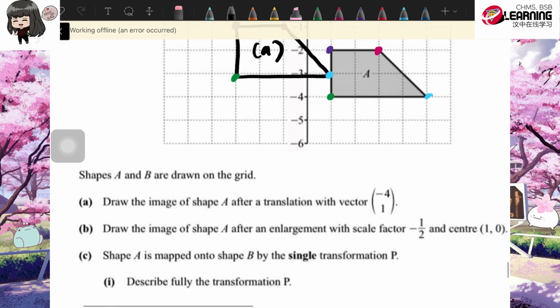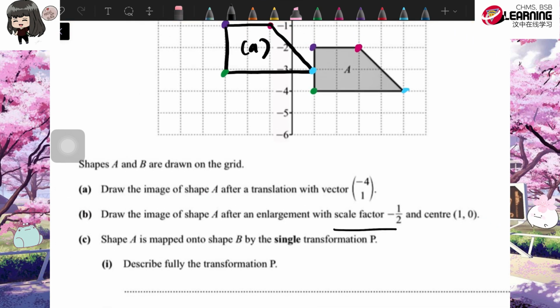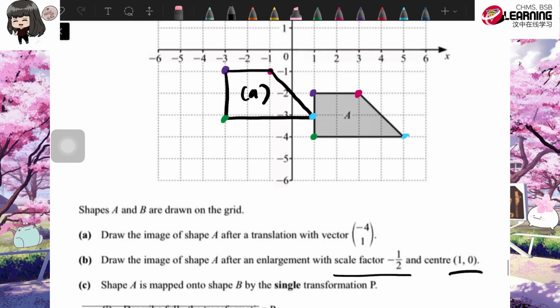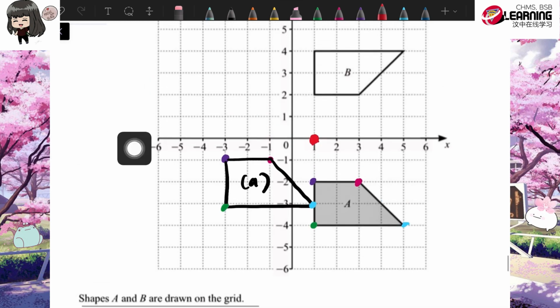Part B. Draw the image of shape A after an enlargement with scale factor negative 1/2 with center 1, 0. So let's look at the center first. Center is at 1, 0. 1, 0 is here. Okay, so enlargement scale factor negative half.